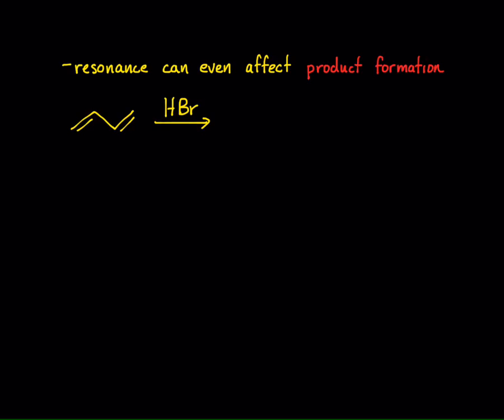Now, what happens when the pi bond attacks HBr? Again, I generate a carbocation and then bromide attacks. So I would expect to see this product, right? I've added HBr across the double bond. But what I actually find is I certainly get this product, but depending on the temperature, it can be the major product or the minor product. The other product is this, right? So what's going on here?